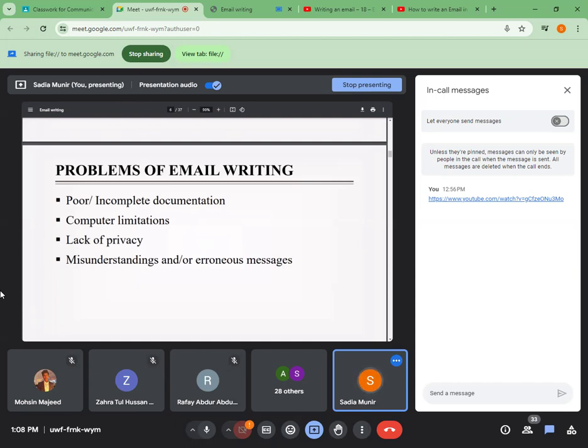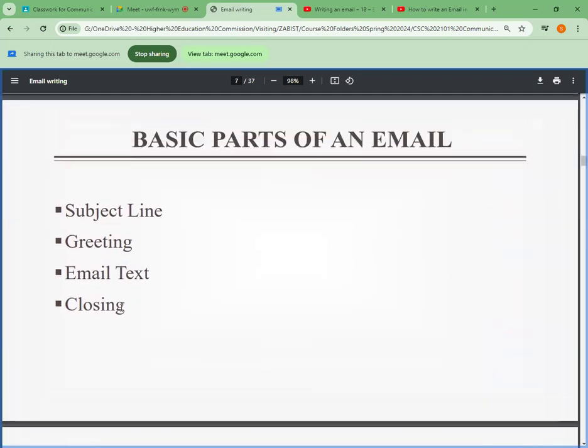Lack of privacy could be there. Your password could be hacked. Your password could be duplicated. A person can get into your inbox, etc. That is there. And then of course erroneous and misunderstandings could be there. अगर आपके write up में clarity, conciseness और completeness नहीं है तो आप जो कहना चाह रहे हैं उसके opposite meaning convey हो सकता है.